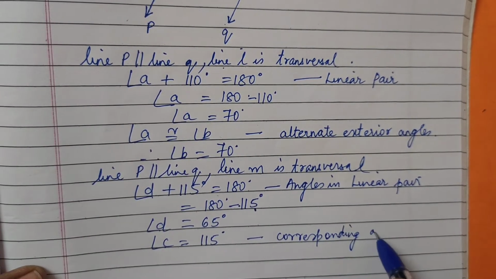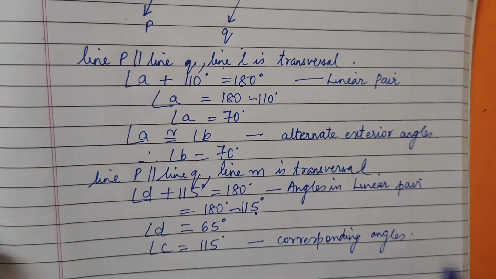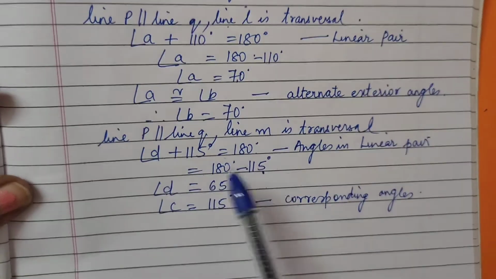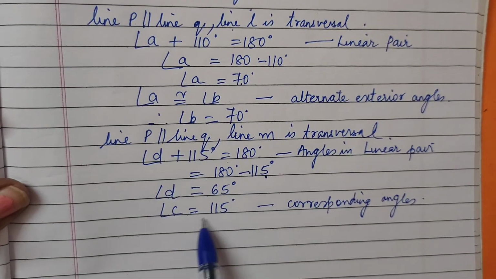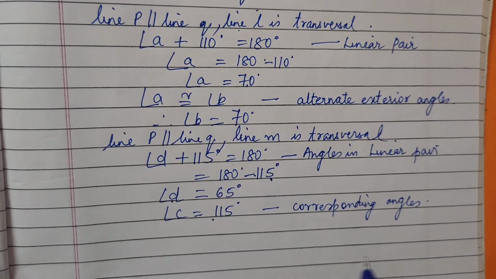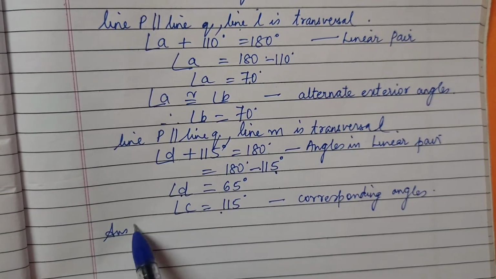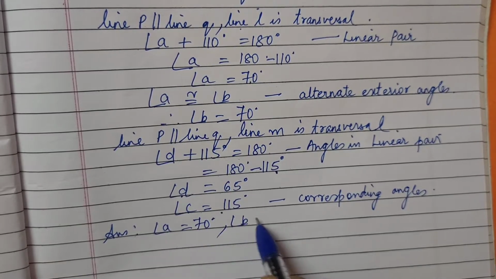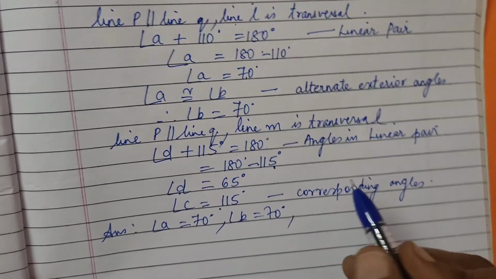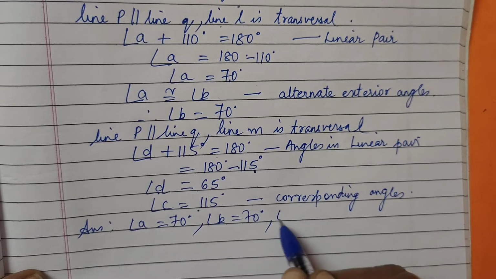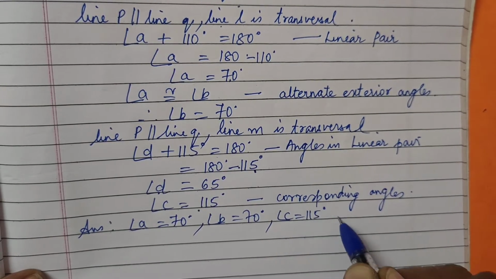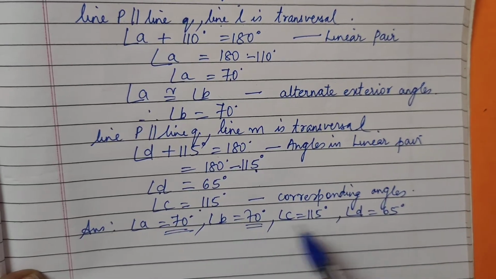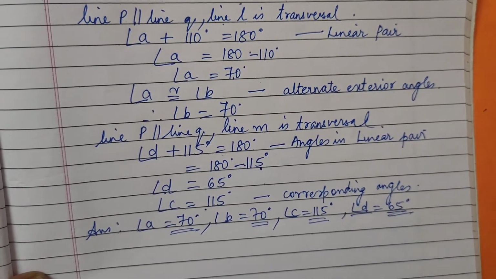So we have found all the angles. Check: A we got, B we got, C we have already found, and D. At the end you can write the answer. So what all did you get? Angle A is 70 degrees. Angle B is 70 degrees. Angle C is how much, my dear? Yes, 115 degrees. And angle D is 65 degrees. So all the angles have been found here.